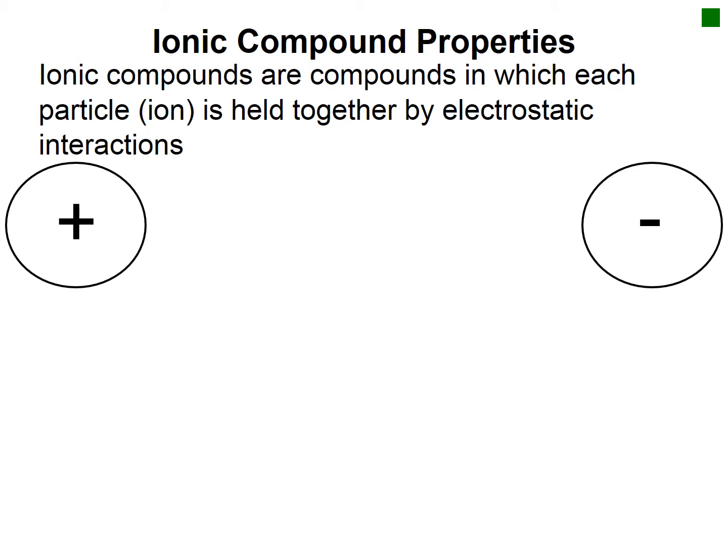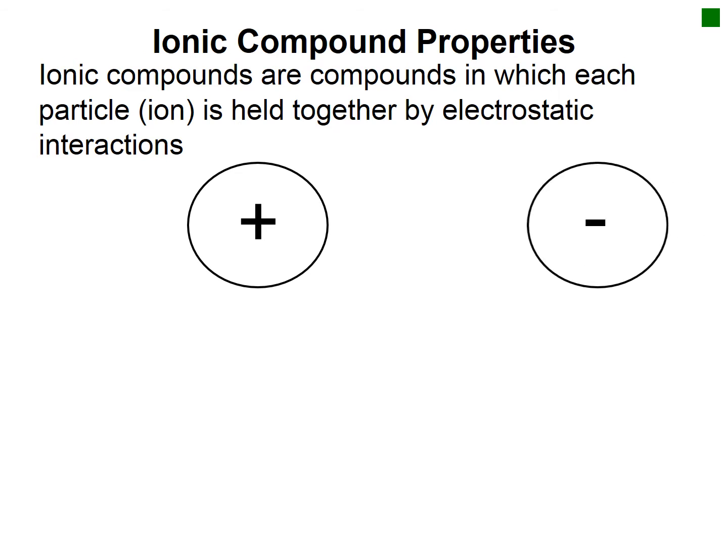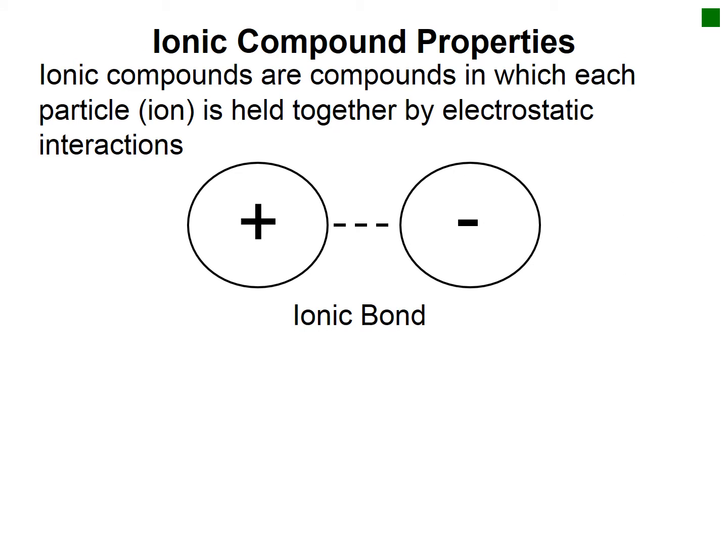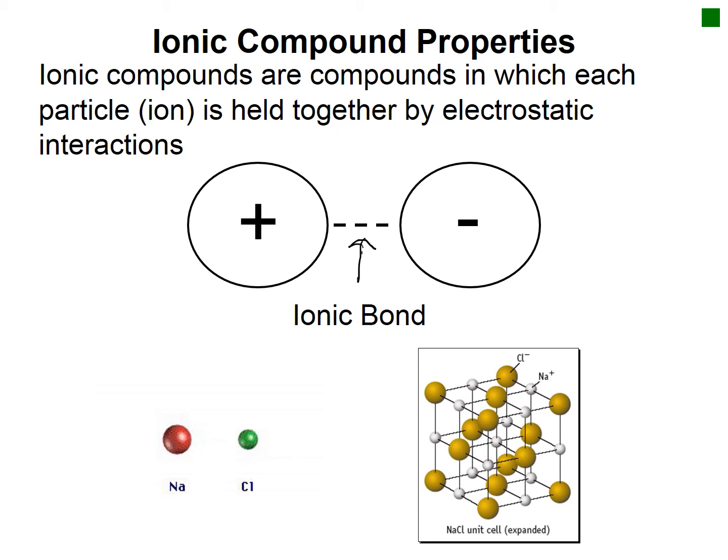So in terms of ionic compounds, these are compounds in which each particle is held together by electrostatic interactions. If you have your positive ion and your negative ion, as they come together, they'll form a bond. And this bond is what we call our ionic bond. So that attraction between oppositely charged particles will give you your ionic bond. Here's an example of looking at your sodium and your chlorine. If you look at a unit cell of your sodium chloride, it's in this expanded lattice structure with alternating charges of Na+ and Cl- bonded together with ionic bonds between each of them.